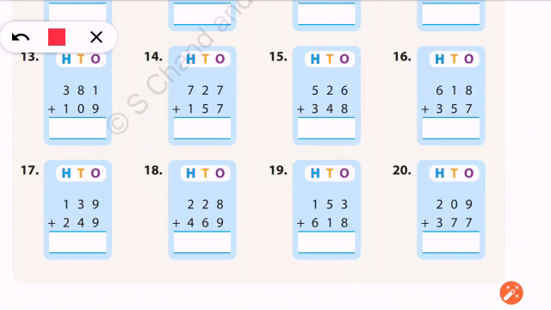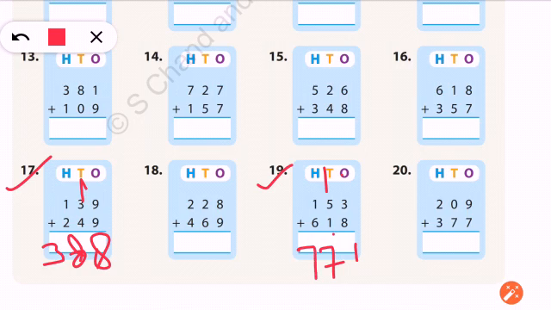Just practice question number 17 now. 9 plus 9 is how much? 18. 1 carry. 4 plus 3 is 7, plus 1 is 8. And 2 plus 1 is 3. Question number 19, see. 8 plus 3 is 11. 1 carry. 5 plus 1 is 6. 6 plus 1 is 7.